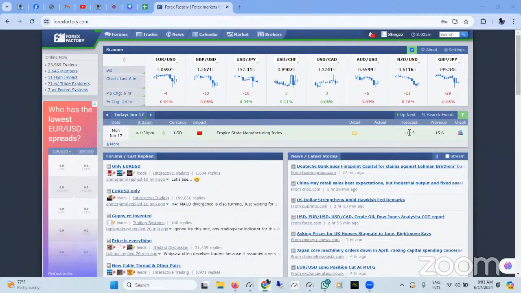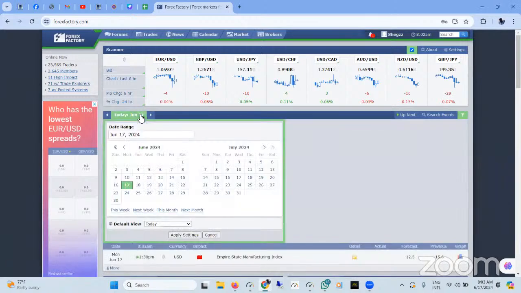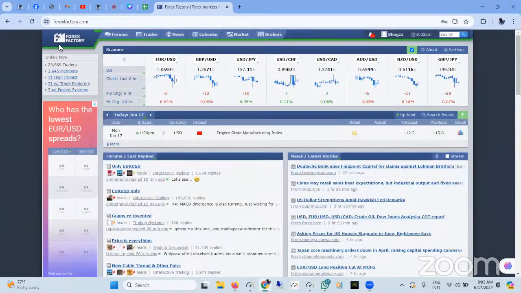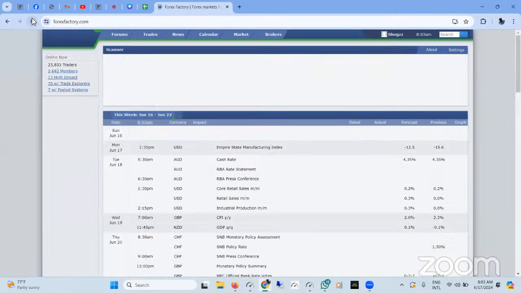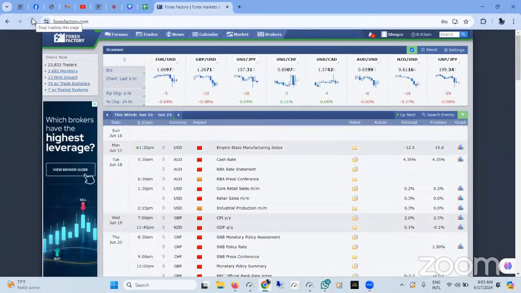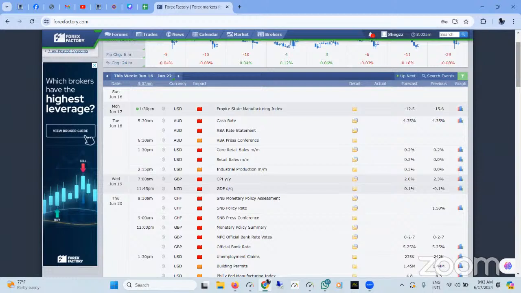And like I said, this is what we have for today. So what I'm going to do is come here and see if I can change this view to weekly. This week. If I select this week and apply settings, all I need to do is refresh, and we have a weekly view. So this is a weekly view, and that's to tell you that tomorrow is an important day.